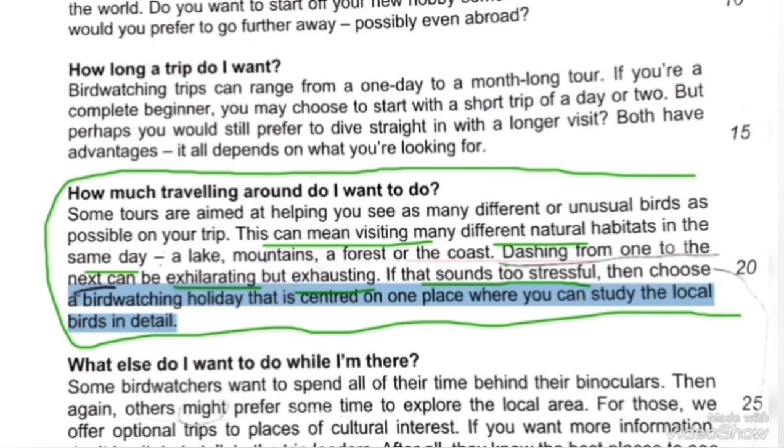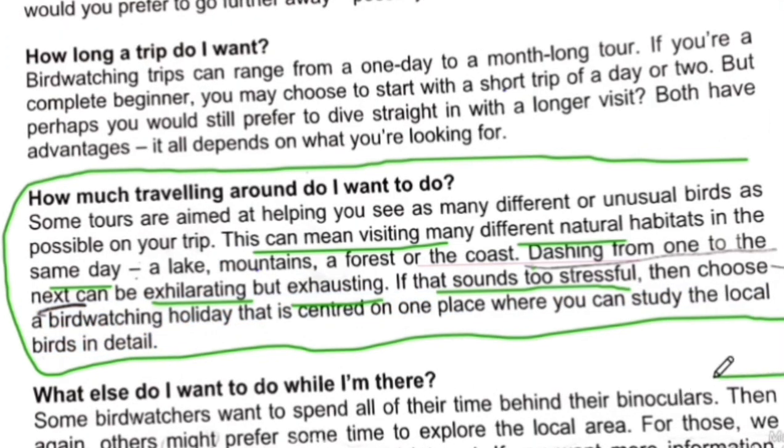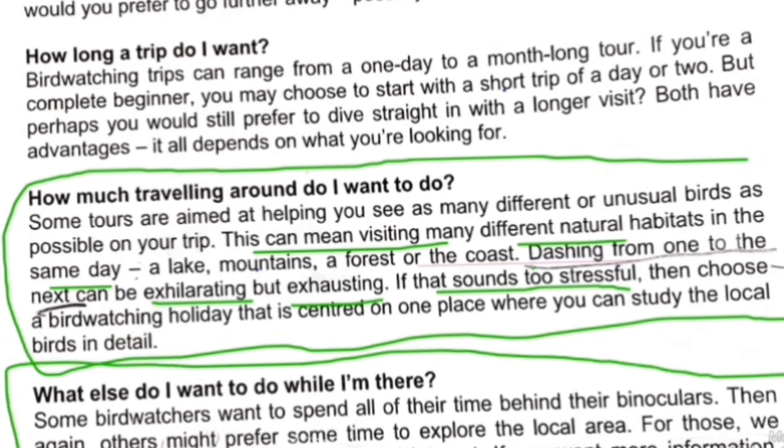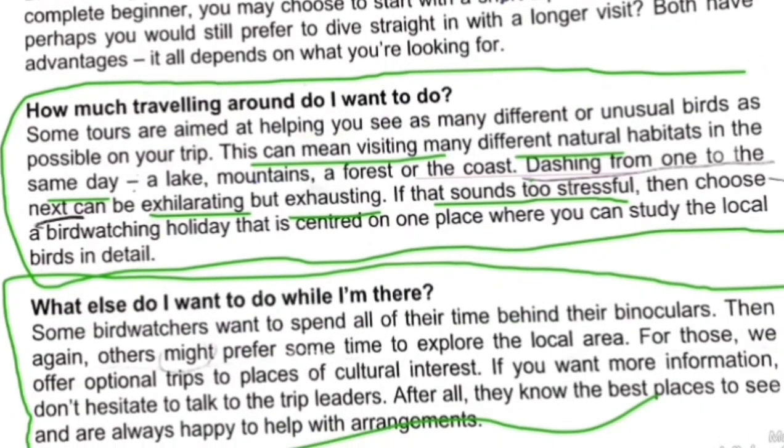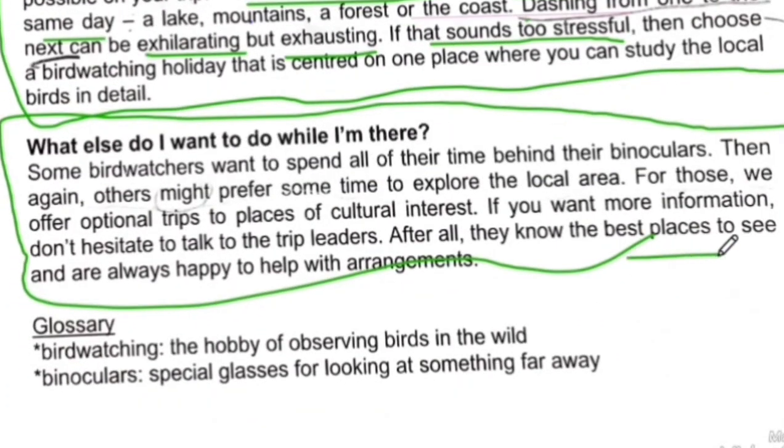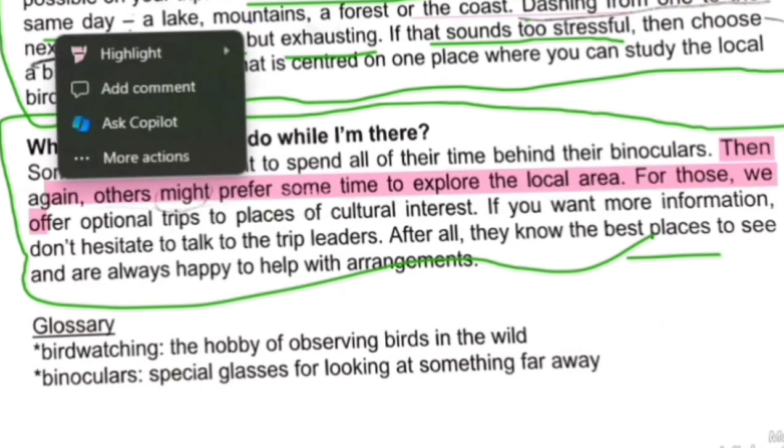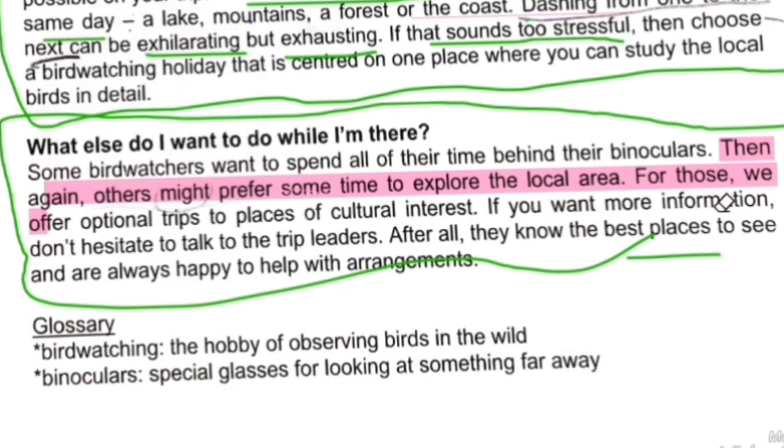23, 28. 23, 28. Here we go, this part. Yeah, this part. We need a synonym for on the other hand. Some bird watchers want to spend all the time behind, but then again, other might prefer some time to explore the local area. So, then again, why? Because the idea before is different from, or the opposite of it.